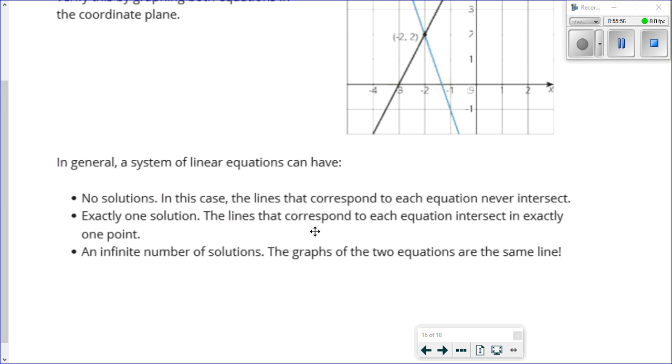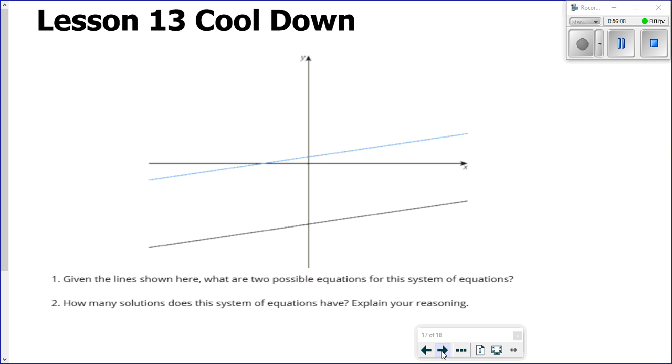Exactly one solution, our lines correspond to each other and intersect exactly at one point. And an infinite number of solutions, the graph of the two equations are the same line, otherwise known as coinciding lines. All right, go ahead and use the remainder of class to work on your lesson 13 cool down. And as soon as you are done with this cool down, please put it in the inbox and have a wonderful day.